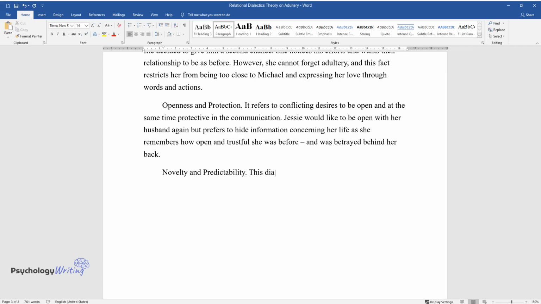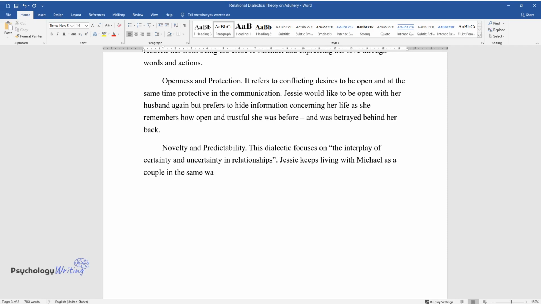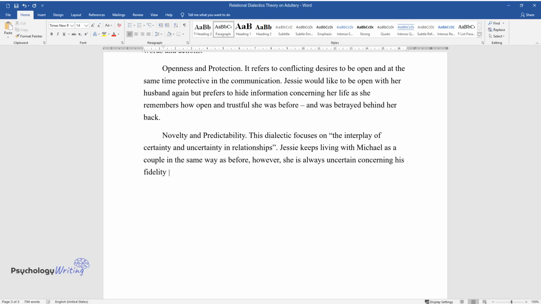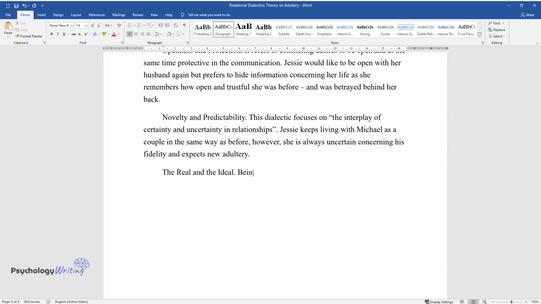Novelty and predictability. This dialectic focuses on the interplay of certainty and uncertainty in relationships. Jesse keeps living with Michael as a couple in the same way as before, however, she is always uncertain concerning his fidelity and expects new adultery. The real and the ideal.